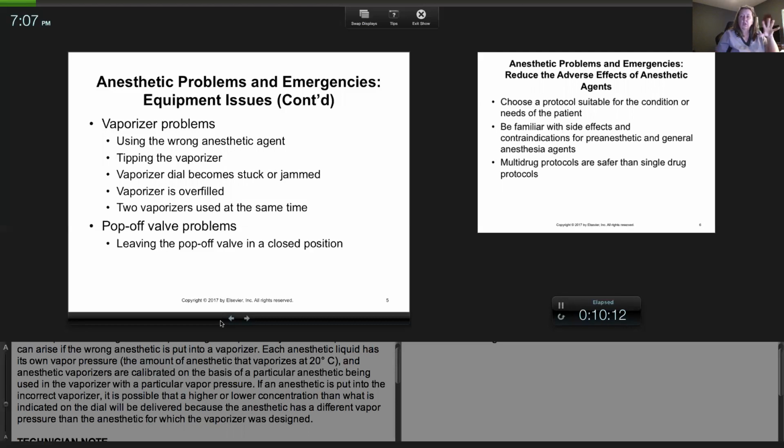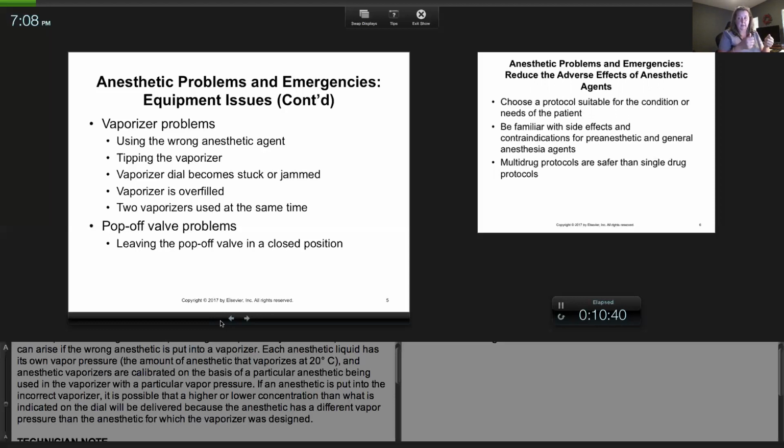Vaporizers, as long as you take care of them, they work well, but you can put the wrong one in. Remember, they are specific to their agent, and you cannot tip it. Sometimes people roll machines back and forth, and if it falls over, it tips. Inside the vaporizer, there's very sensitive equipment, and that needs to be sent off. That needs to be cleaned and recalibrated.